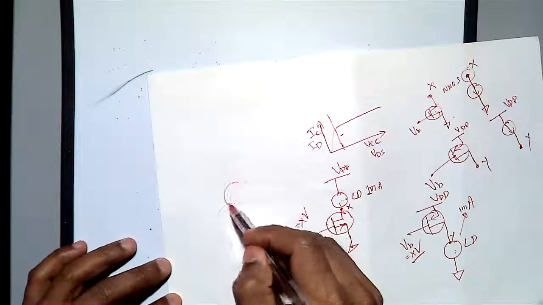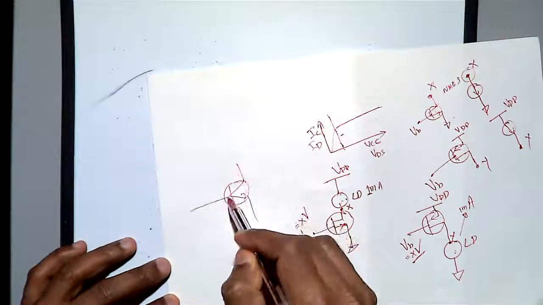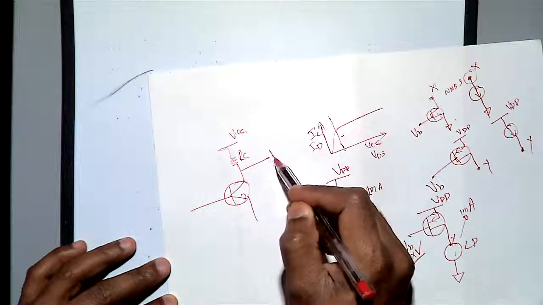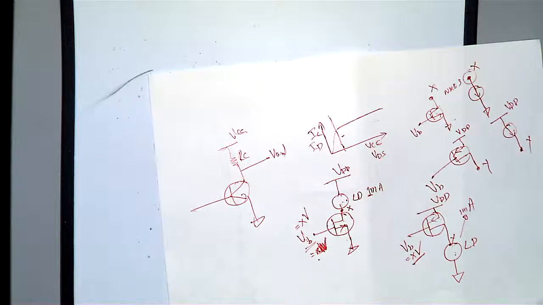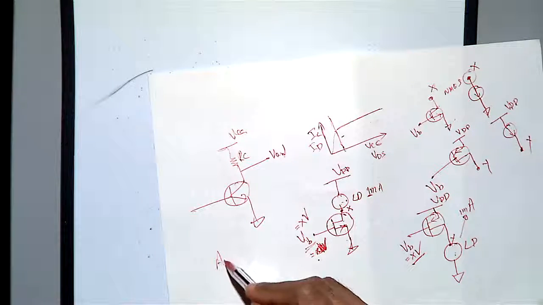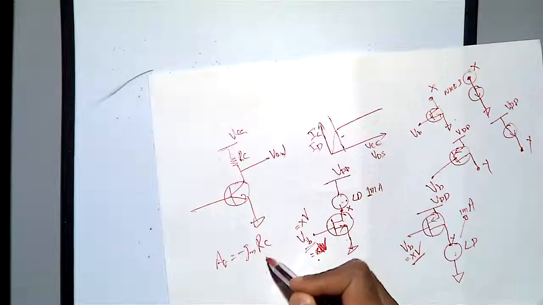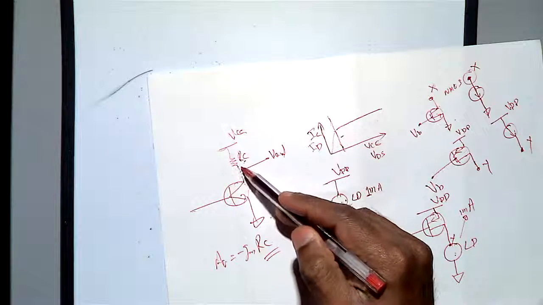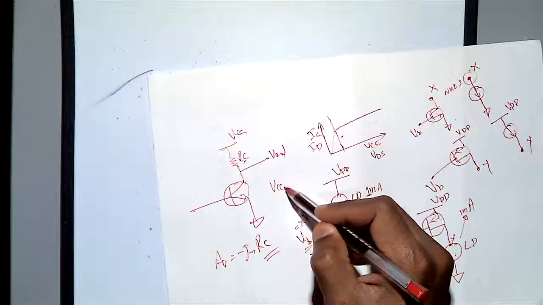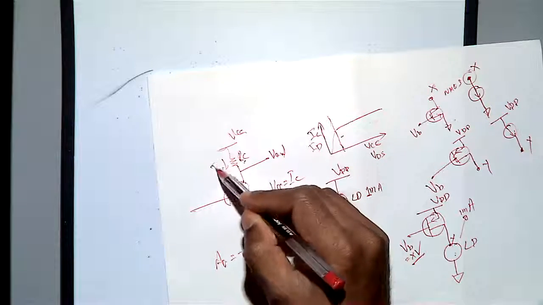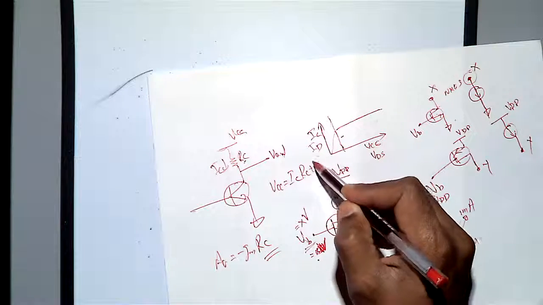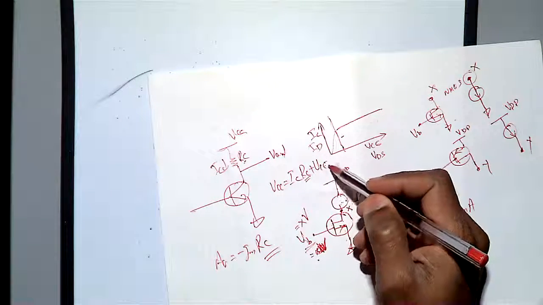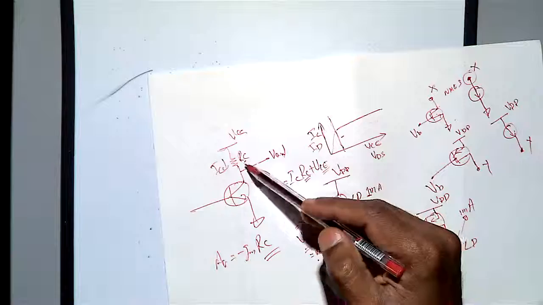When you have an amplifier, this is your RC, this is your Vout. This is a simple amplifier, and your gain equals minus gm into RC. If you try to increase RC, this voltage will drop, because VCC equals IC RC plus VCE. When you increase RC, your VCE will decrease and then it will go to saturation.